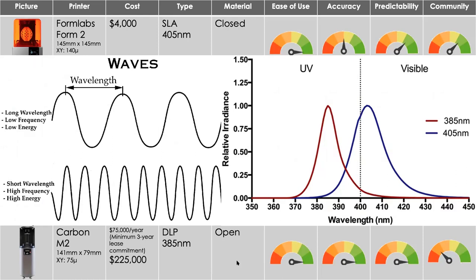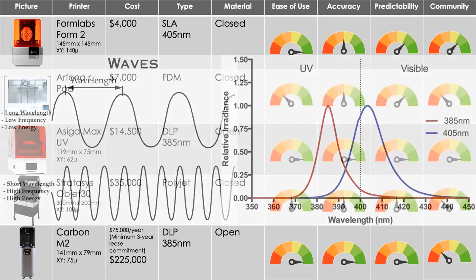Longer wavelengths carry less energy, and shorter waves carry more energy and result in faster, deeper cures. 385 achieves more detail because the waves are physically smaller, and the range of reactivity is much narrower than visible light at 405, which can scatter from a range of 400 to 410, resulting in overexposure. 405 nanometer light engines are also more cost-effective and easier to source, so it makes them a little bit more budget-friendly.